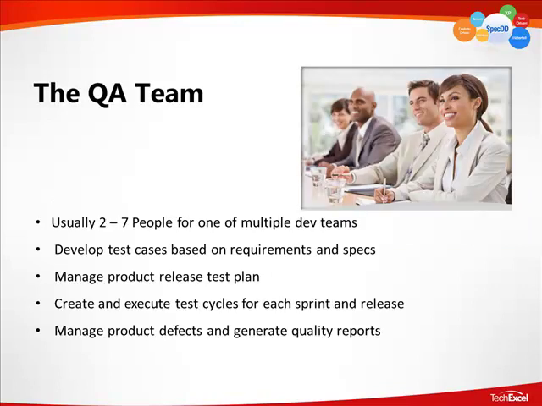And then lastly, we have the QA team, the testers. These are typically 2 to 7 people, and they can be a QA team for each dev team. If it's a big enterprise, we've seen one QA team for multiple dev teams. Depends on how efficient the QA team is. We've also seen one QA team for one dev team, a 1-to-1 ratio. The QA team's main responsibility is developing the test cases based directly on the requirements and specs.